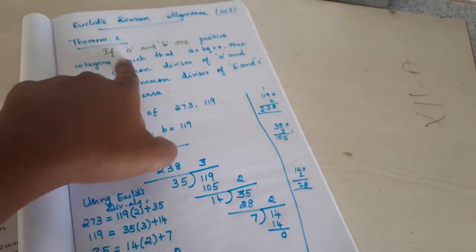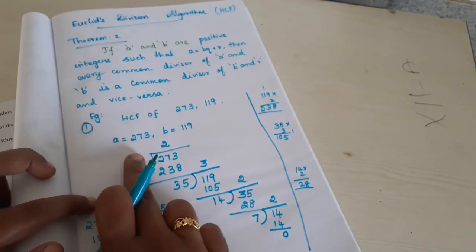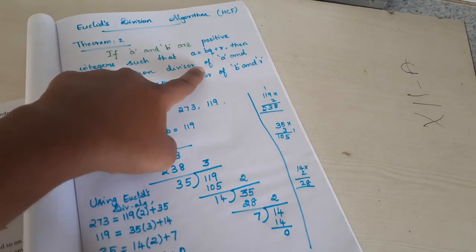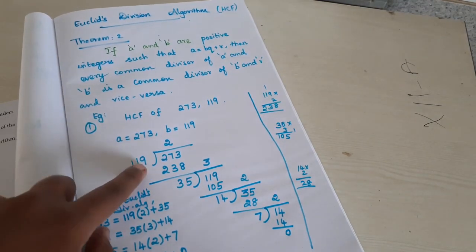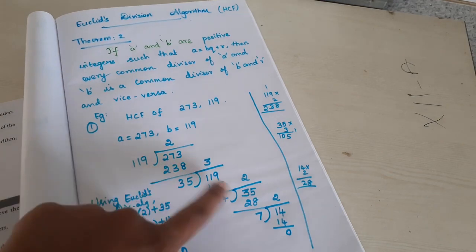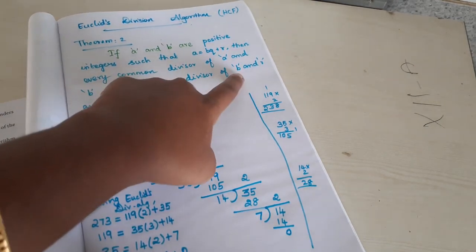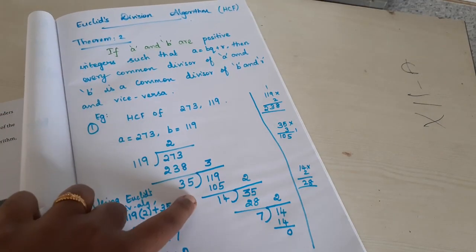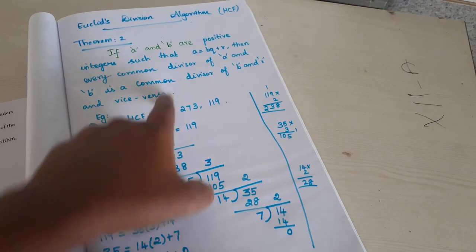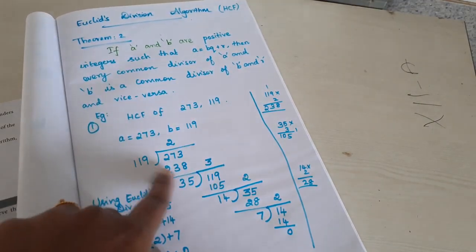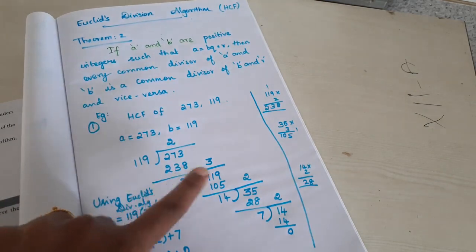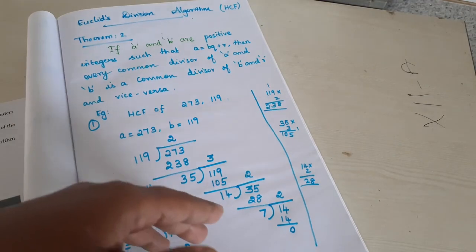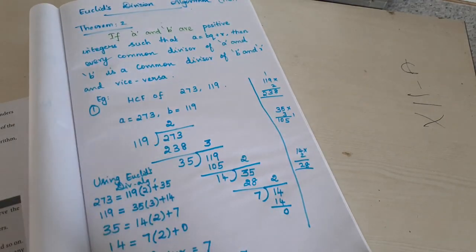Now come to the definition. If A and B are two positive integers, such that the condition I wrote here, then every common divisor of A and B is a common divisor of B and R. This B and R, the remainder. The remainder in the next step will be the divisor. The common divisor of A and B changes to B and R, and vice versa. Vice versa means it will continue like this until we are getting 0. That is the concept. Okay, students?